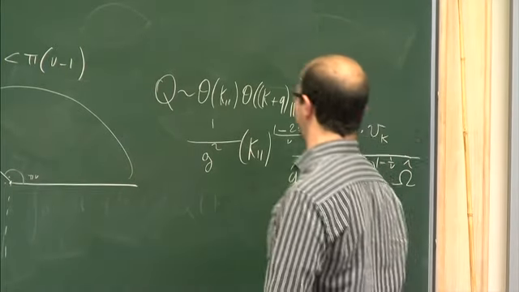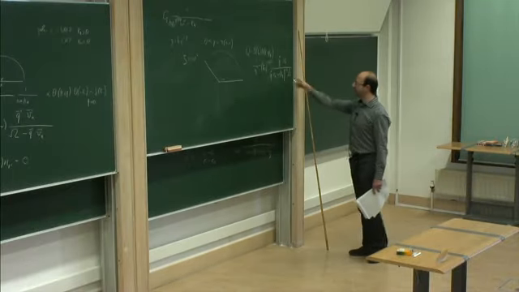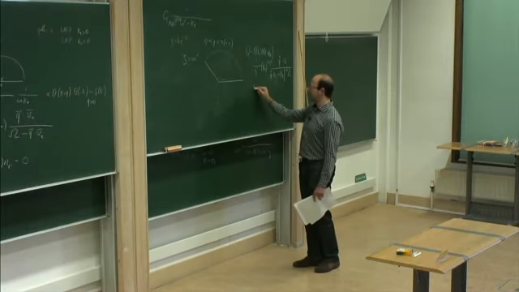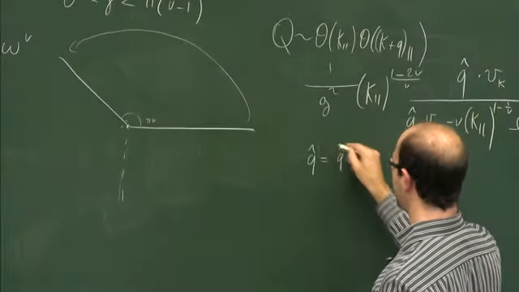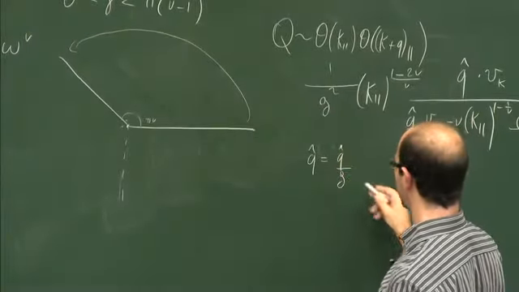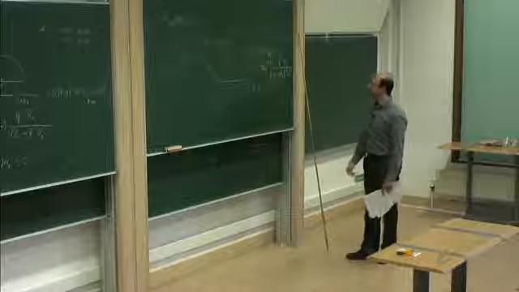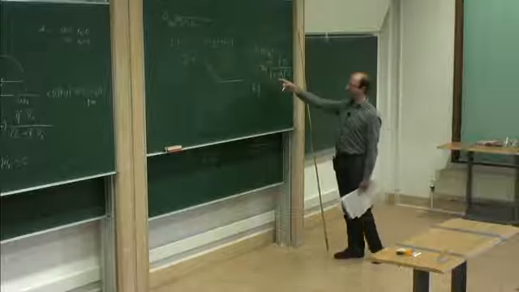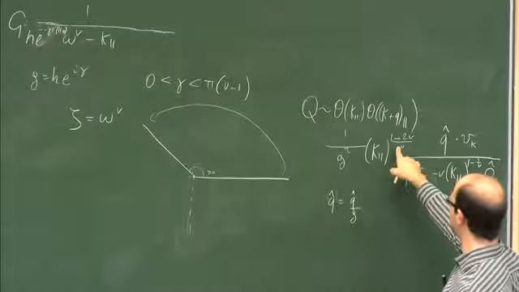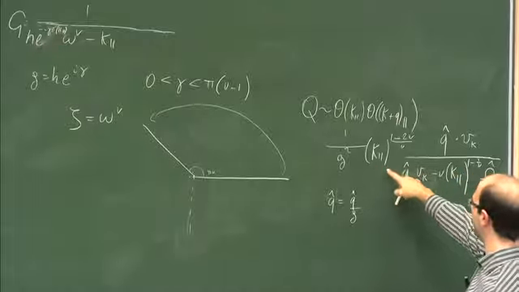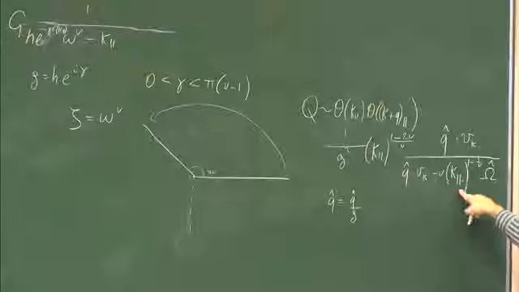This q hat and omega hat are just momenta rescaled by g. The non-trivial difference from the Fermi liquid is this function of k perpendicular or parallel that appears with different powers.